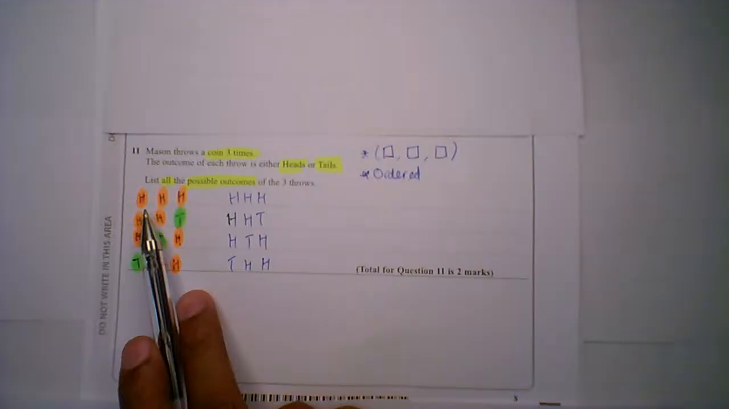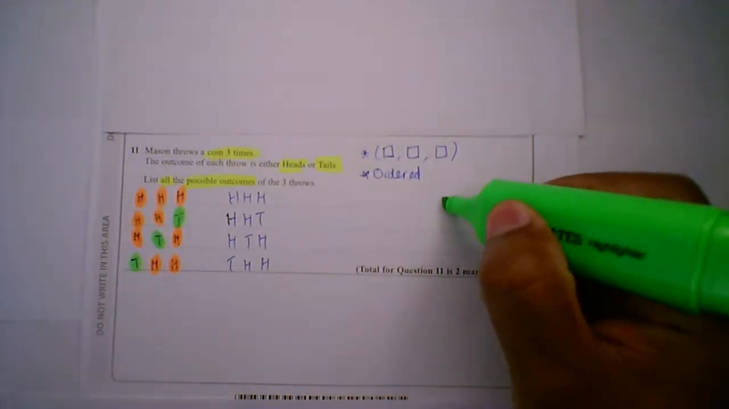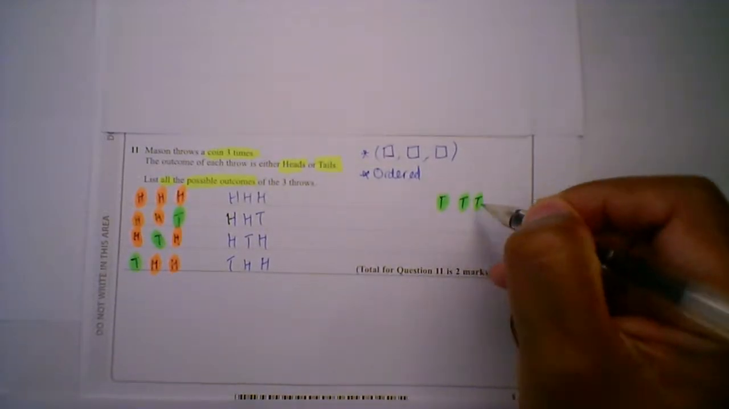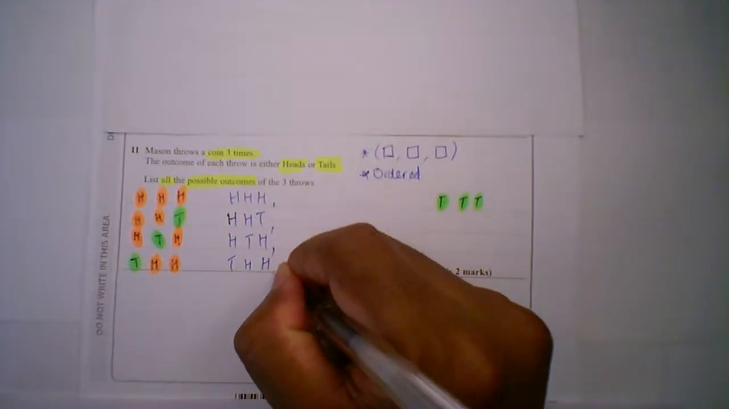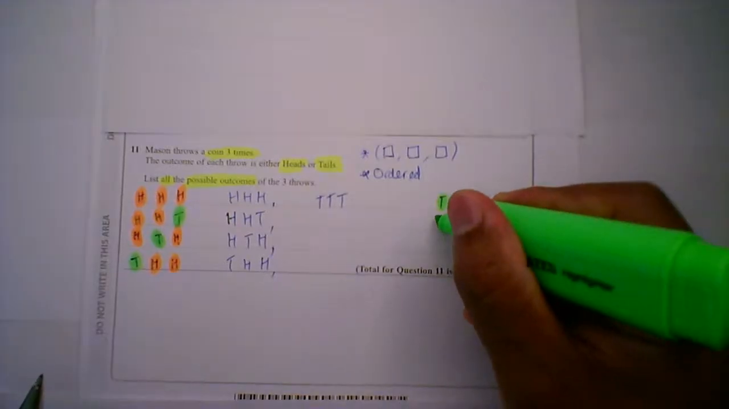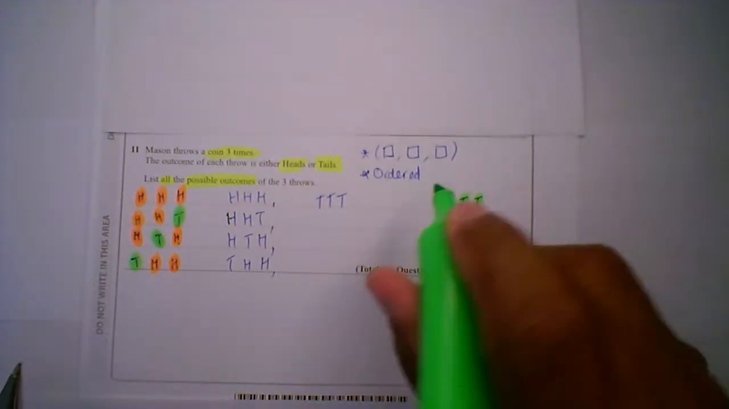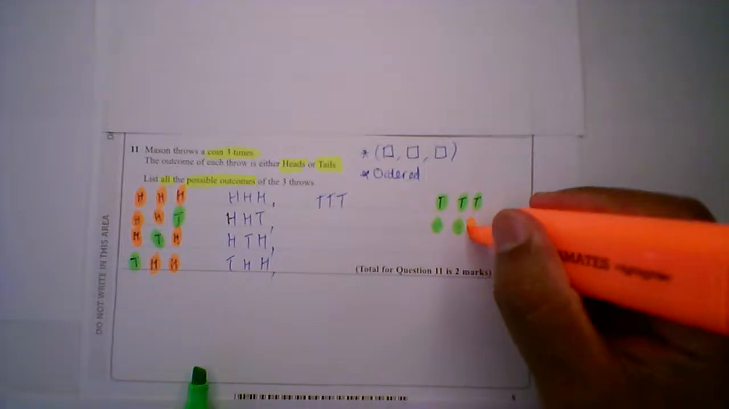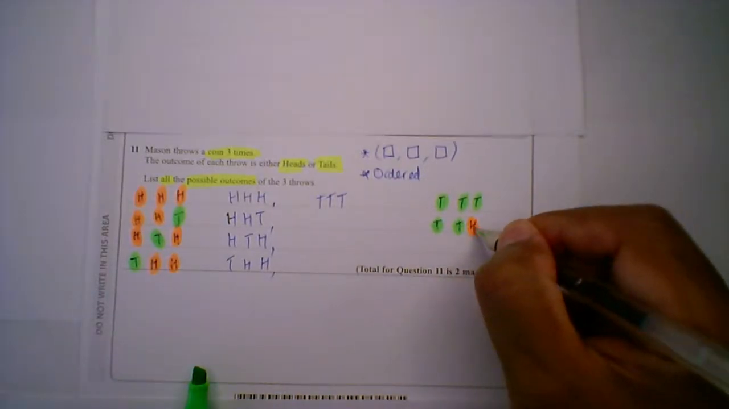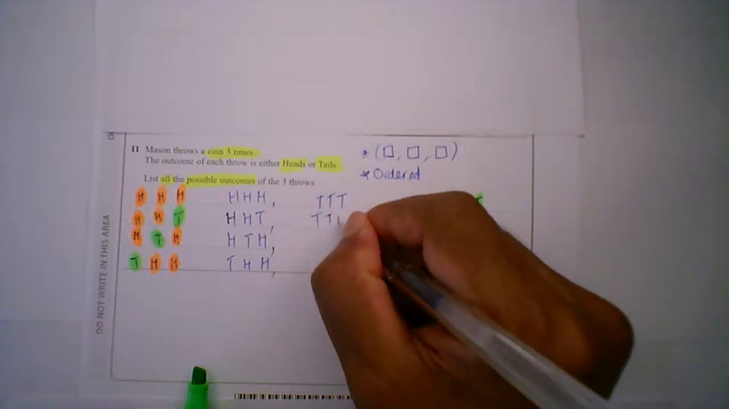Okay, so now I started off with the heads. Now I'm going to start off with tails. So I'm going to have tails, tails, and tails. Then I'm going to have tails again, then I'm going to have a head. So tail, tail, and a head.